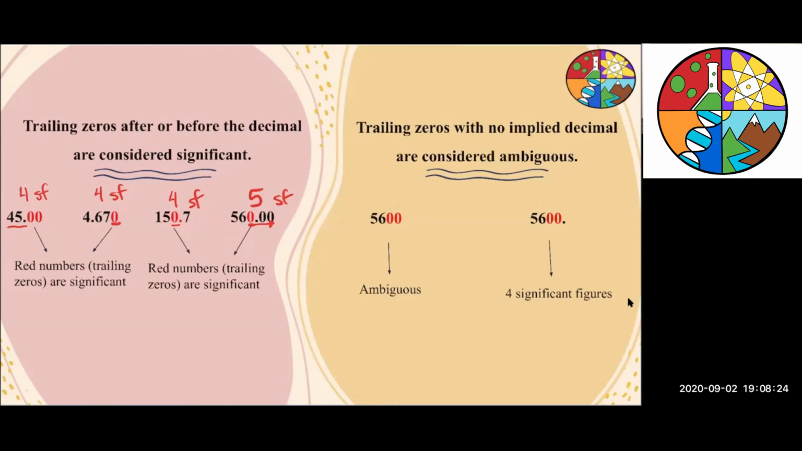So right here, the trailing zeros with no decimal, which really just means there's no end to it, they're ambiguous. So if you have 5,600, they're ambiguous. You can't really tell if it's 2 sig figs or 4. If you have 5,600 with a decimal, that means you have 4 significant figures because there's a definite end, or continuation in this case. There isn't really a defined one for the 5,600 without a decimal.